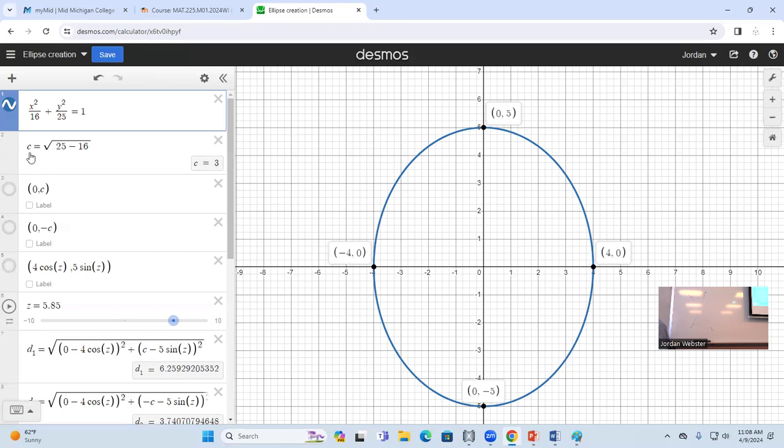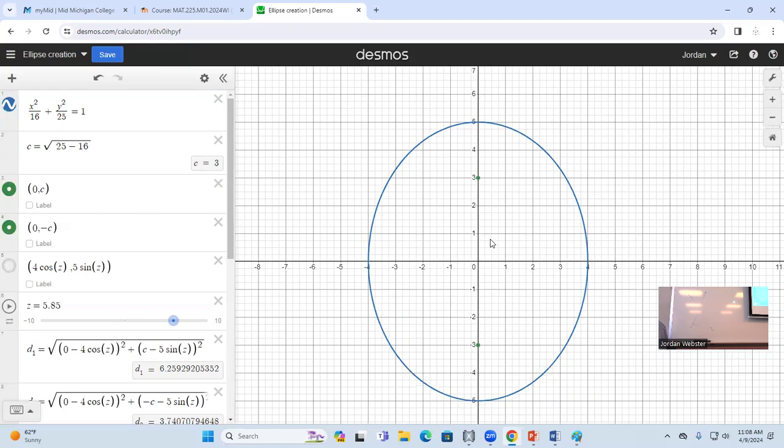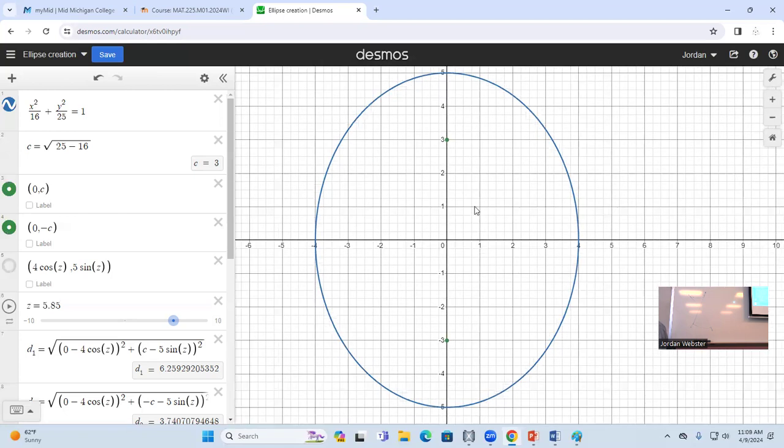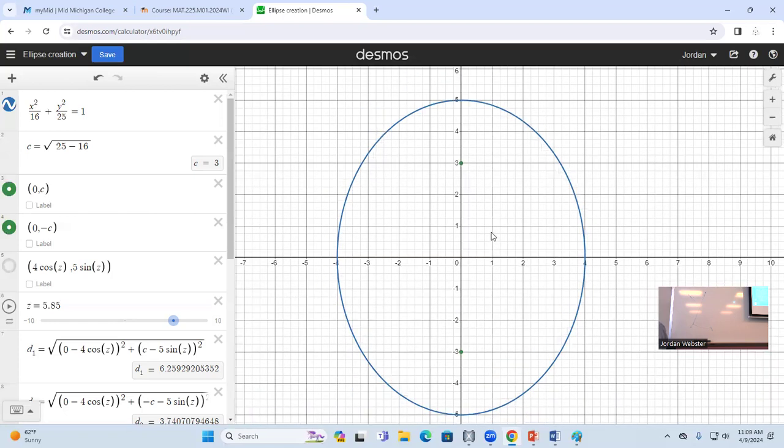Now, for us, c squared is equal to a squared minus b squared. A squared in this case was 25. B squared in this case was 16. So c was 3. That means I'm going to have 2 foci, 3 units from the center.